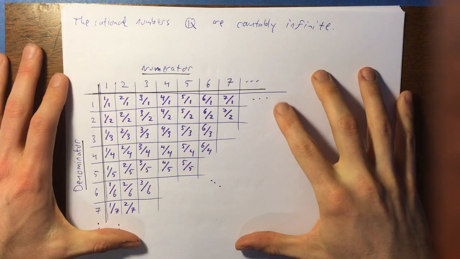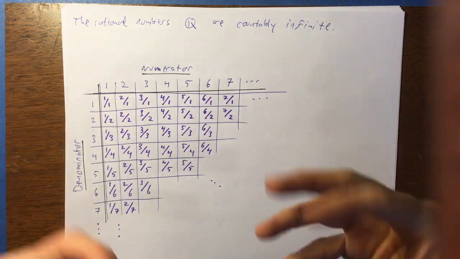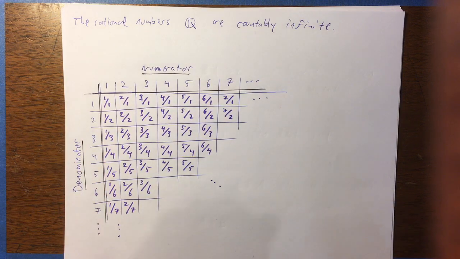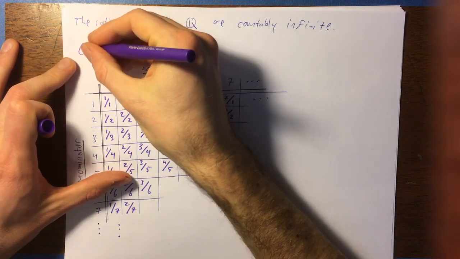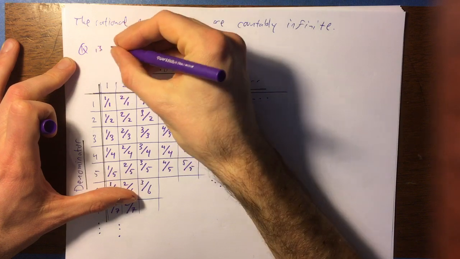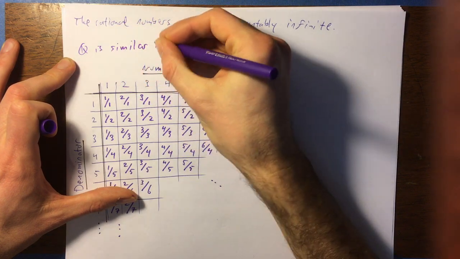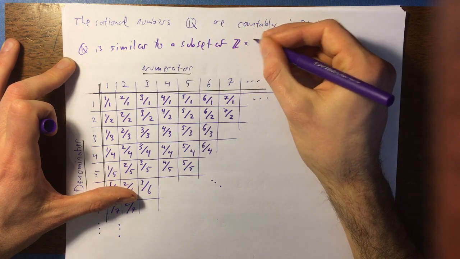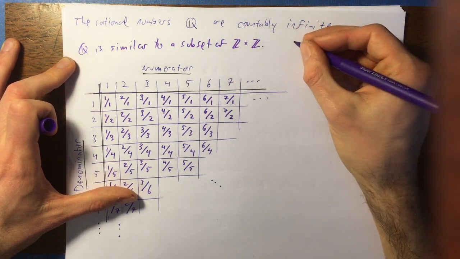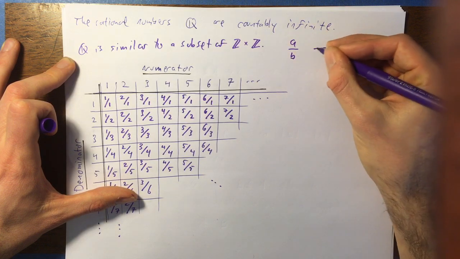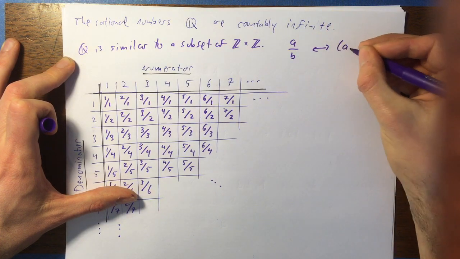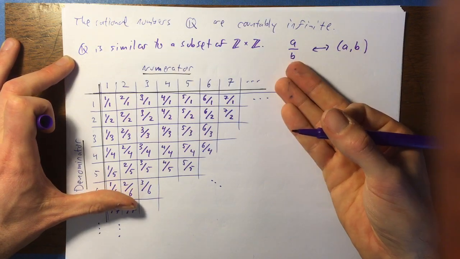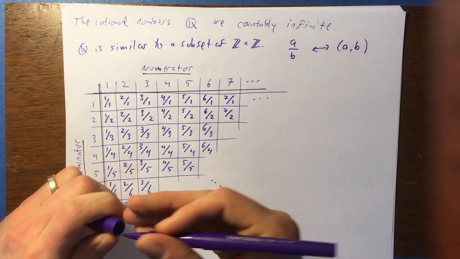And the key is to notice that a rational number is basically corresponding to a pair of integers. So there's this idea that the set of rational numbers Q is similar to a subset of integers cross integers, in the sense that a rational number a divided by b is analogous to an ordered pair (a, b), where a and b are both integers, right? That's the definition of a rational number. It's a fraction of integers. Now there's more on top of that.